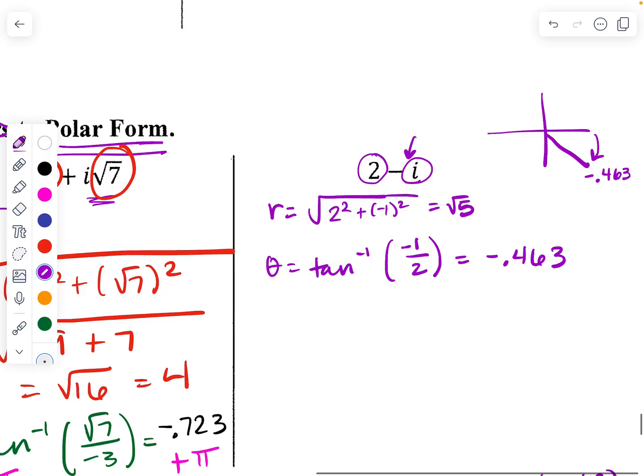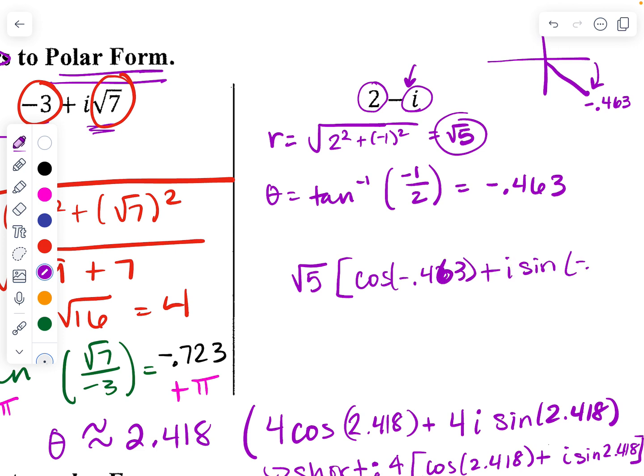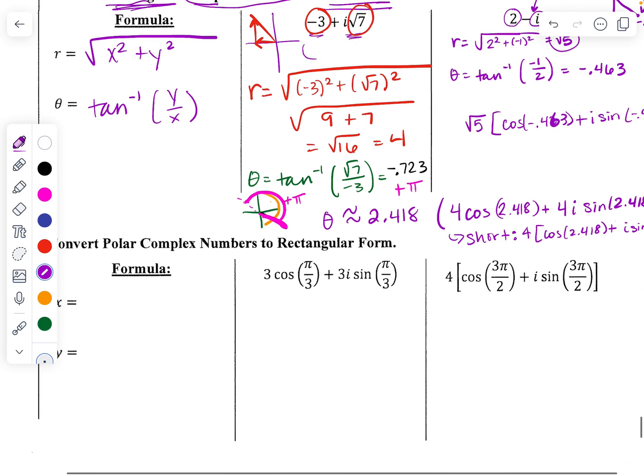So in order to state how to put this in polar form, remember we have to have our r, which is root 5 times cosine of negative 4.63, plus i times the sine of negative 4.63. Okay. All right, let's look at the next one.